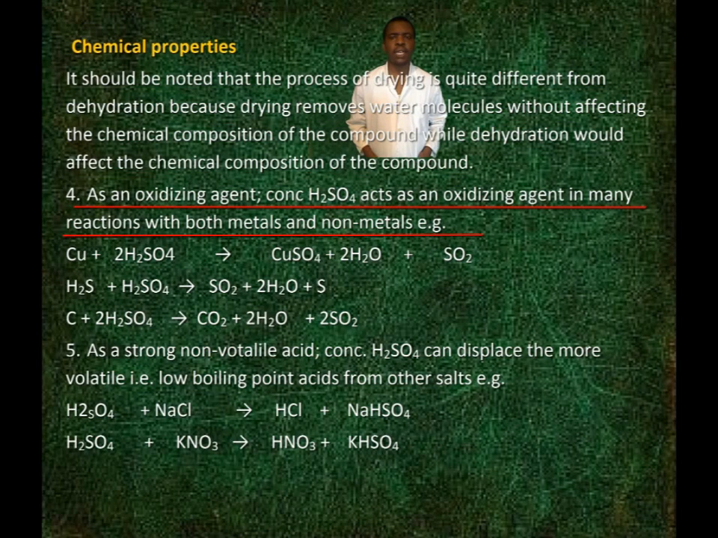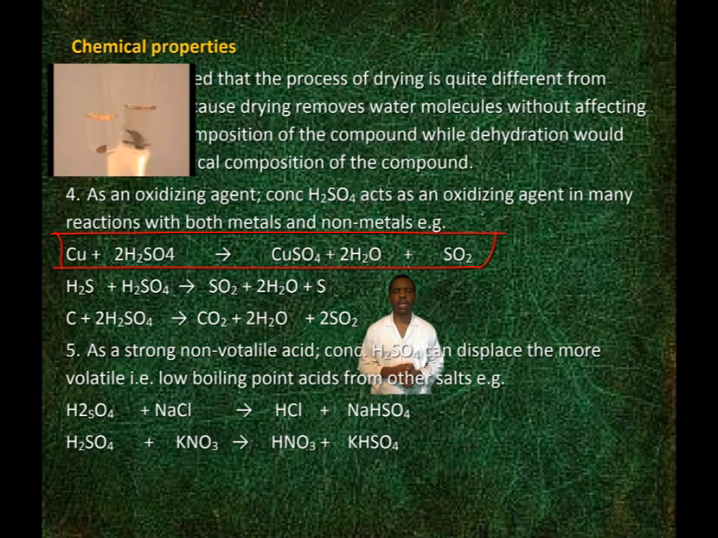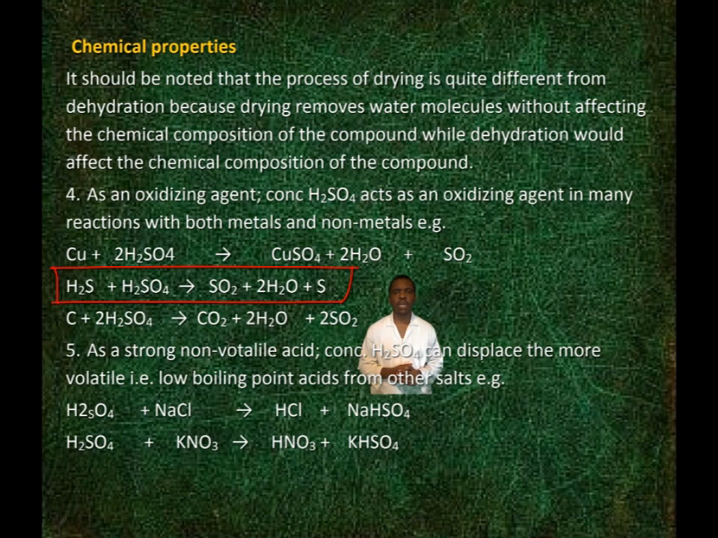As an oxidizing agent, concentrated sulphuric acid acts as an oxidizing agent in many reactions with both metals and non-metals. For example, sulphuric acid oxidizes copper to give copper sulfate, water, and sulfur dioxide. Sulphuric acid oxidizes hydrogen sulfide to give sulfur dioxide, water, and sulfur. Sulphuric acid oxidizes carbon to yield carbon dioxide, water, and sulfur dioxide.